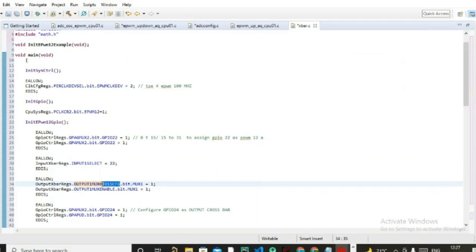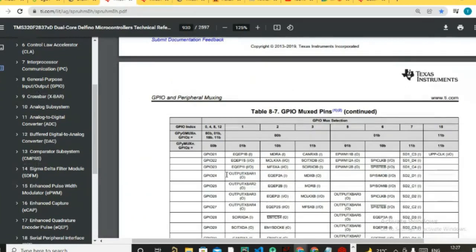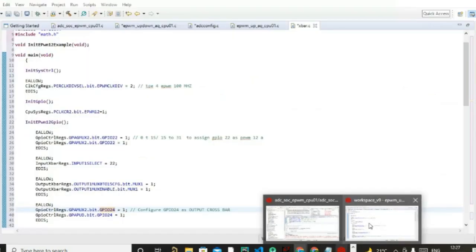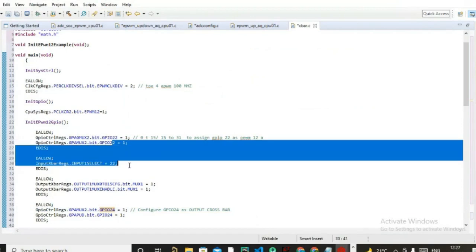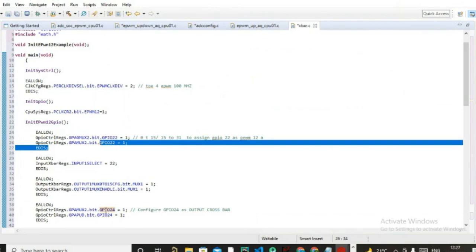I'll tell you. Let's say I have a GPIO 24. From normal mux, I'm setting GPIO 24 as 1. So what does it mean if I'm setting GPIO 24 as 1? If you go to this pin and see GPIO 24, and you are selecting GPIO 24 as 1, you can see your GPIO 24 is configured as output crossbar. So what does it mean? Your GPIO 24 has an output which is routed from GPIO 22. So GPIO 22 is the input crossbar and the output crossbar is GPIO 24.